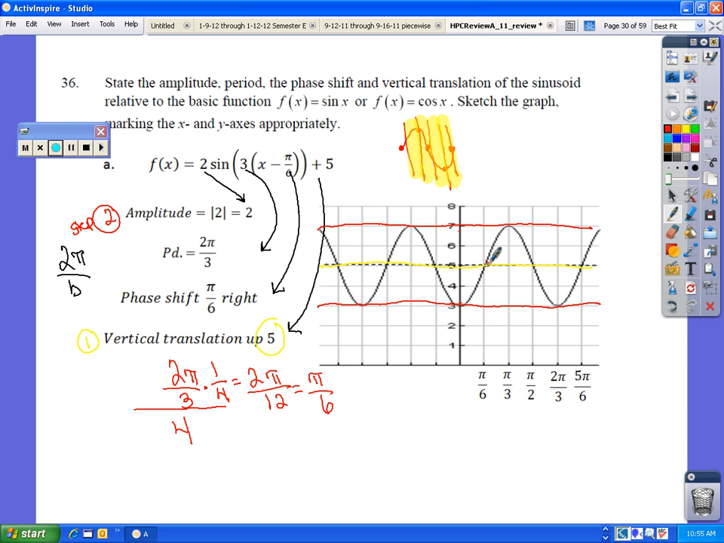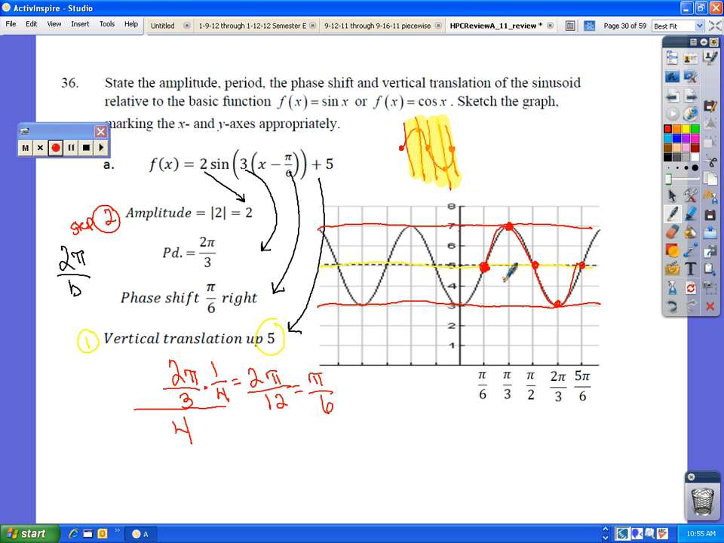So I'm going to start my sine graph at pi over 6 because of the phase shift. Again, my phase shift is pi over 6 to the right. So I'm going to move my graph over to pi over 6, and now all I need to do is graph those critical points of the sine function along the way, and I have my graph.